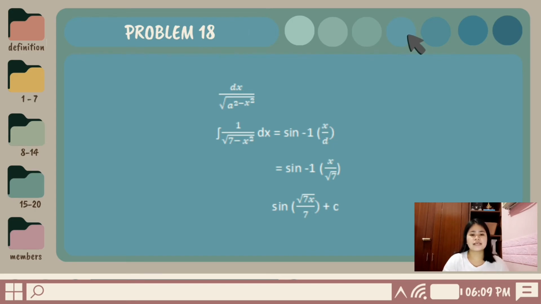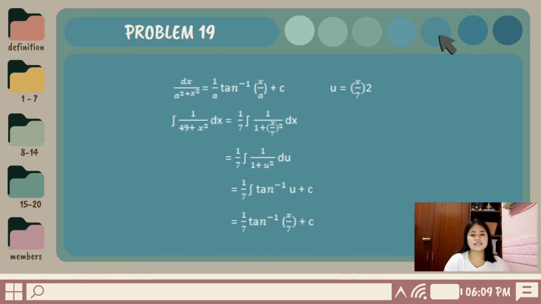For the third to the last on the list on the table, the integral of dx over the square root of a squared minus x squared. A simple example of this is the integral of 1 over square root of 7 minus x squared dx. When we have this kind of problem, always remember that we need to put negative 1 to any of the sin, cos, tan. For this example, we have to put arcsin quantity x over square root of 7. Rationalizing, we will have arcsin square root of 7x over 7 plus c, which will serve as our final answer.